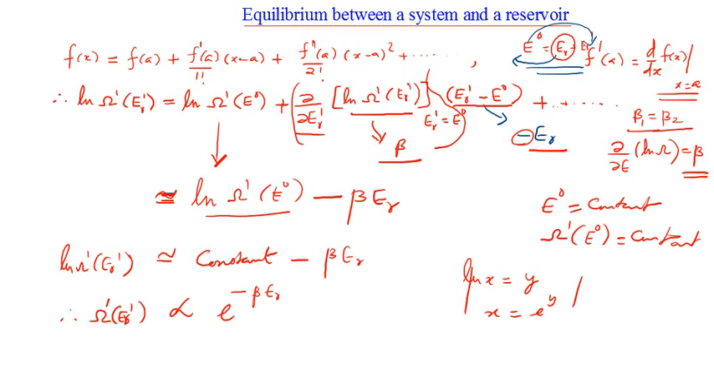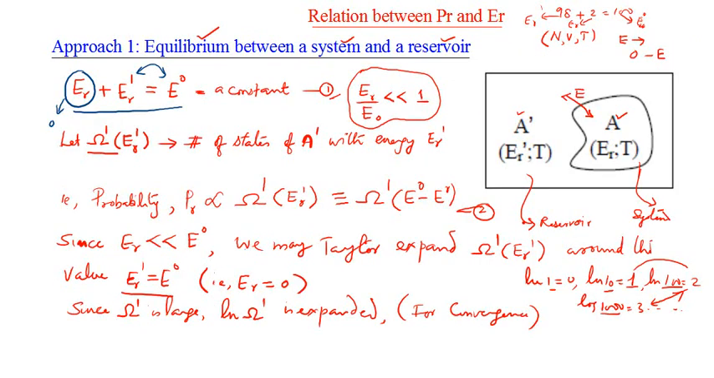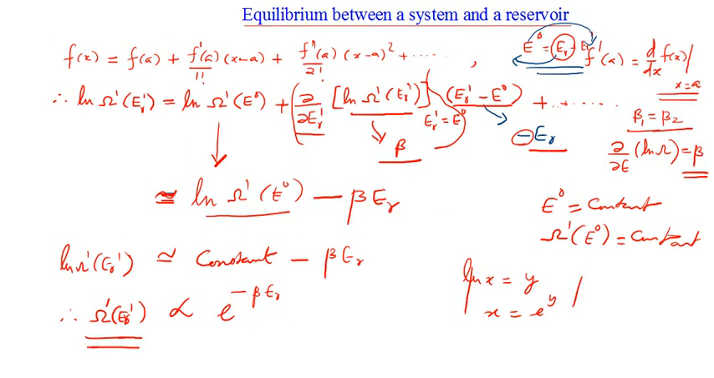But don't you remember what we have begun with? Why this omega prime ER prime? In the very beginning, we have seen that the probability PR is proportional to omega prime ER prime. So omega prime ER prime is proportional to the probability that the system is found in a state with energy ER. So I can just rewrite that one with our quantity PR. This is nothing but PR. So this is equivalent to writing PR is proportional to e raised to minus beta ER.